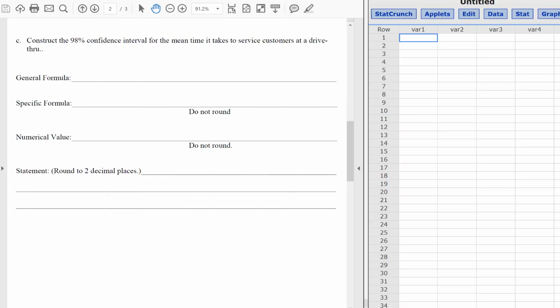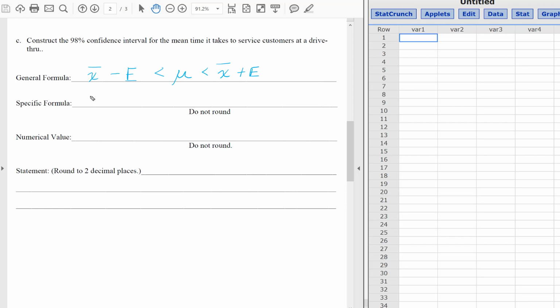Our continued problem says construct the 98% confidence interval for the mean time it takes to service customers at the drive-thru. Our general formula for our confidence interval is going to be our sample mean minus our margin of error. That's our left boundary. And our right boundary is x bar plus our margin of error. Remember, that's going to determine the range or the interval for the population mean mu.